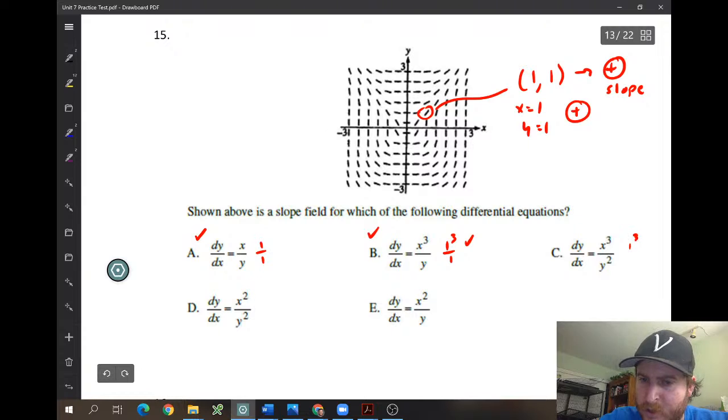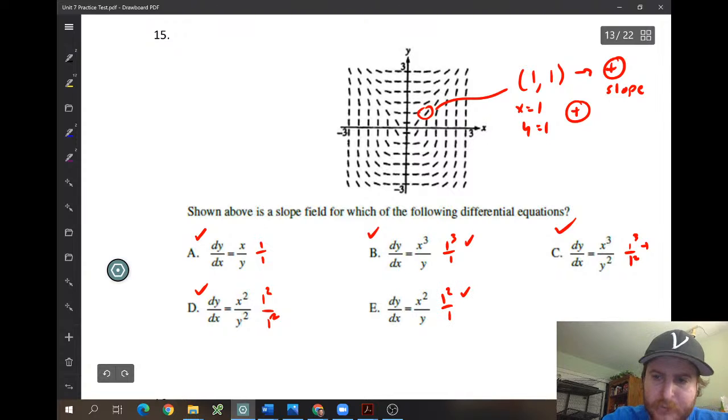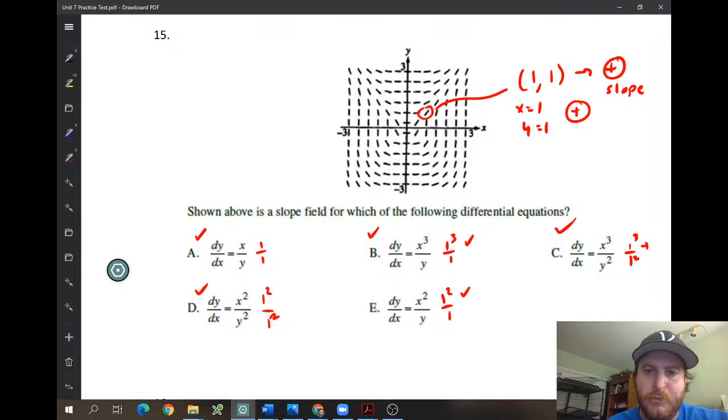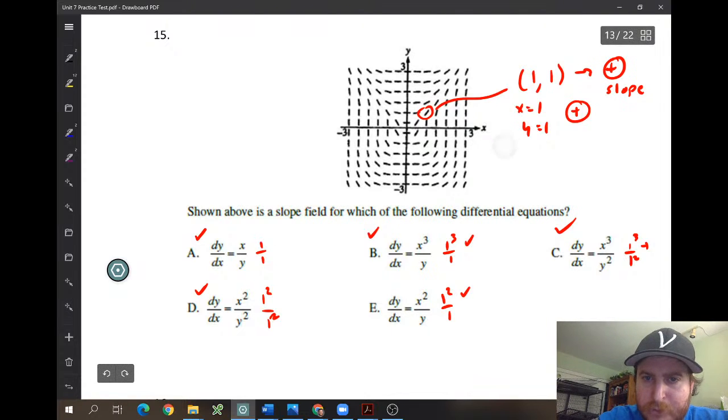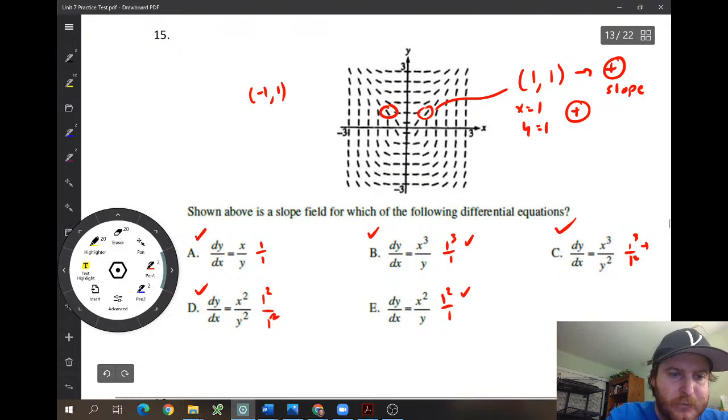Choice C, 1 cubed over 1 squared is positive. It's still in play. Choice D, 1 squared over 1 squared is positive. It's still in play. And choice E, 1 squared over 1 is positive. It's still in play. So that didn't help me at all, which is okay. So now try another quadrant. Maybe I'll try -1, 1. I'll use a new color.